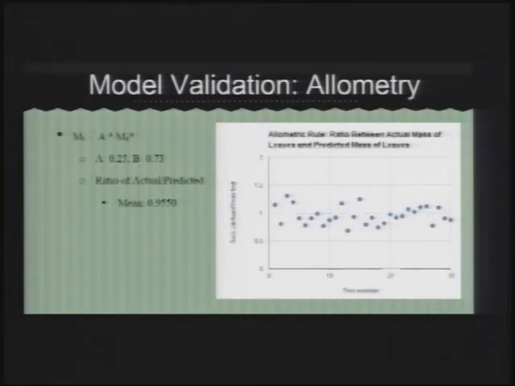And so what we did was, in 30 trees, we took the actual mass of the leaves, and we compared it to the predicted mass of the leaves using the mass of the stem. And if our model matched this allometric rule, then that ratio should be about 1. And you can see that there is some variance due to the random chance that Eli talked about earlier, but our mean was 0.955, which is really close to 1, justifying this allometric rule.